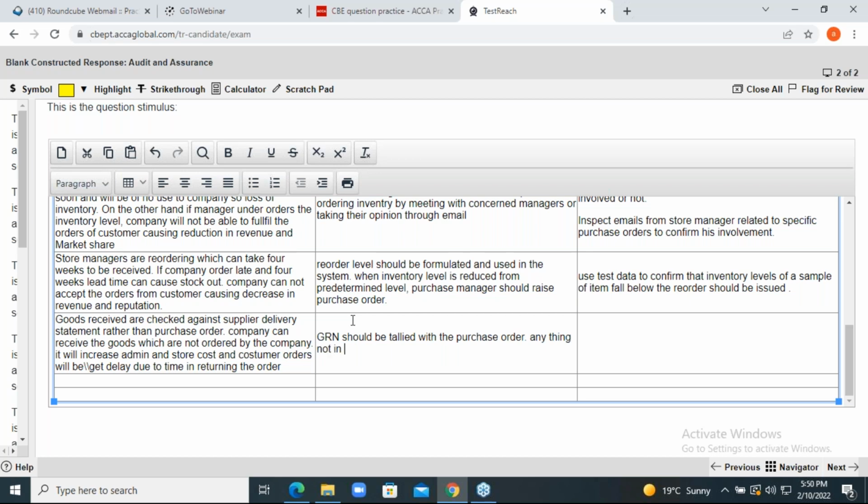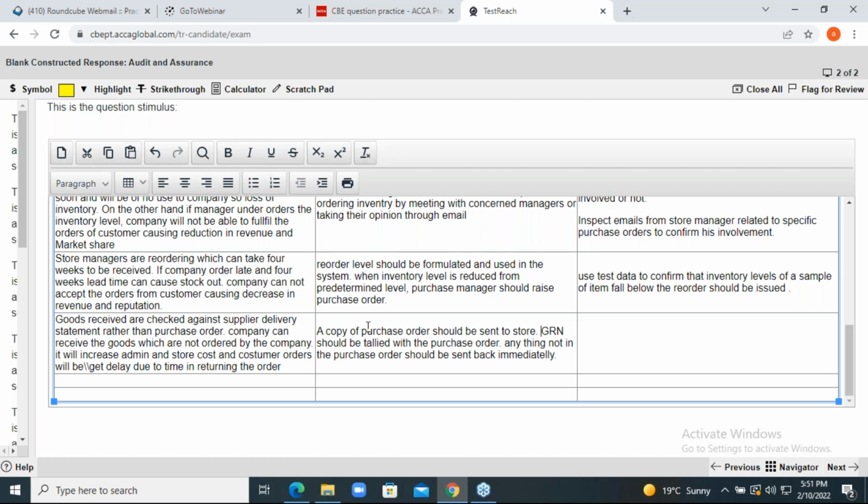Anything not in the purchase order should be sent back immediately. So this is important, and of course a copy of the purchase order should be sent to the store where delivery is going to take place.